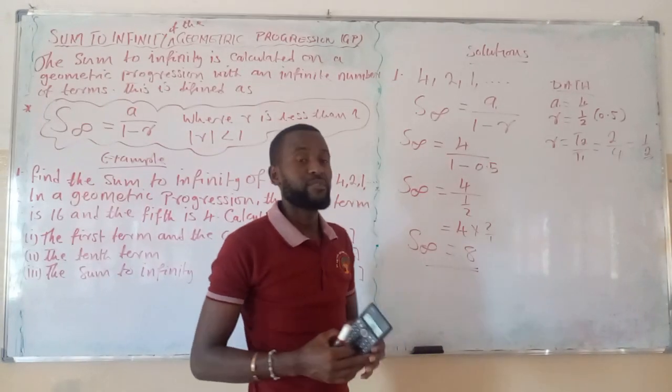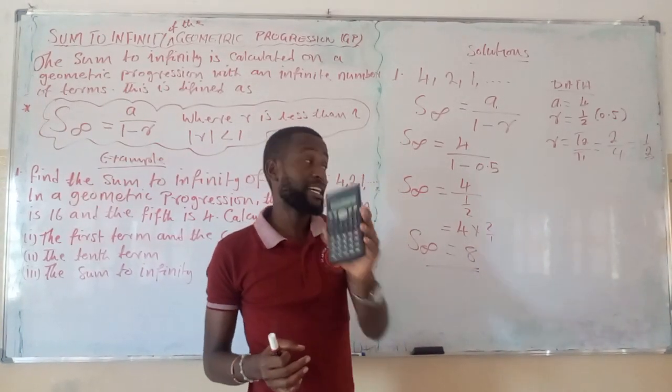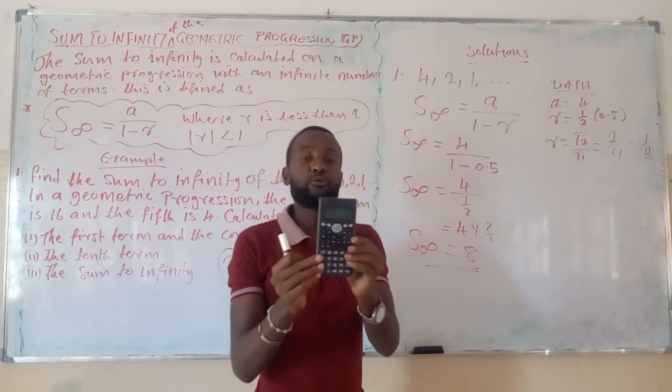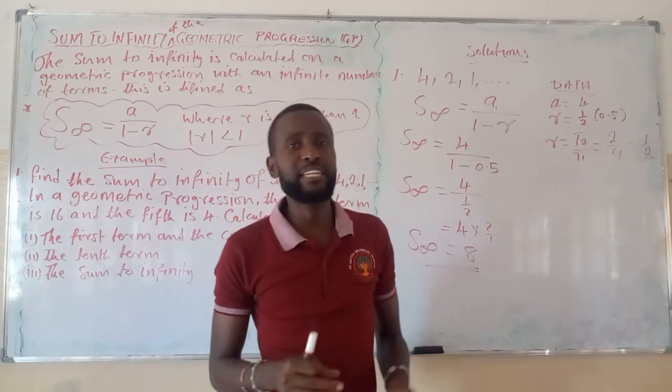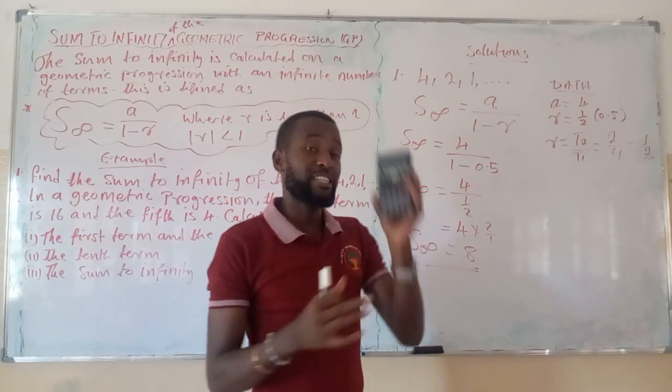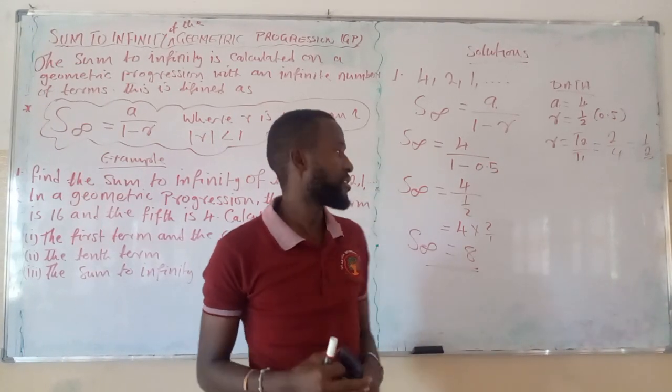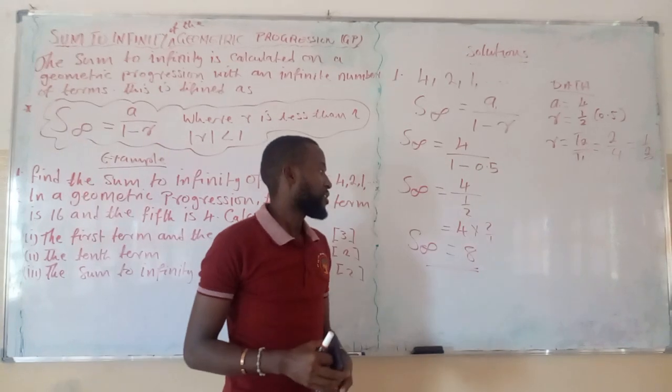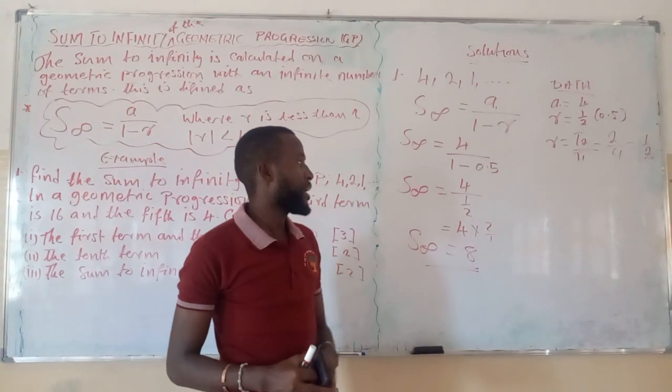A calculator, you use a calculator to make your work easy and to work with time. Remember, don't pretend to be too smart when you know that you are going to waste a lot of time. Use your calculator to work out things quickly and fast. Okay, so you have here your answer. Sum to infinity is equal to 8.